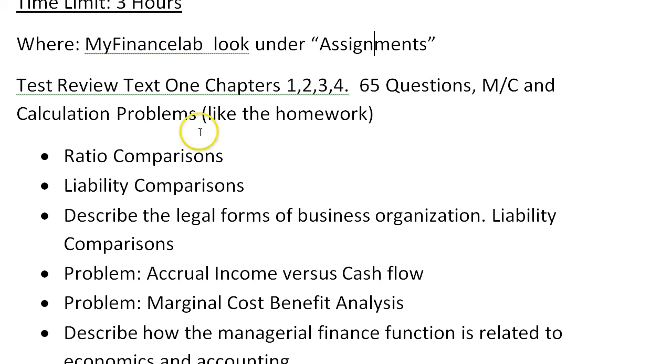Okay, describe the legal forms of business. Also the liability comparisons in the legal forms of business. So corporations have limited liability, while sole proprietorships and partnerships have unlimited liability. What is the limited liability for? Sole proprietorships is unlimited. For corporations, it's limited. Now, you should also know the different forms of business organizations from chapter 1: sole proprietorship, partnership, corporation. What are the differences between those 3?